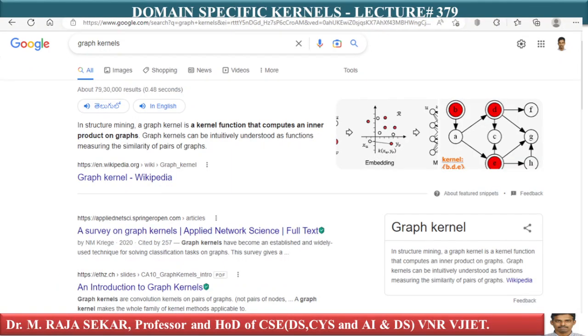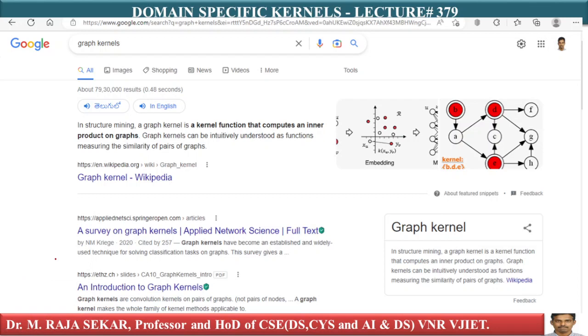If I say graph kernels, you know what a graph is? Basically G is (V, E), an ordered pair of a set of vertices and a set of edges. These are the vertices. You can have edges. You may have a directed graph. I need not define what a graph is here. Just understand that there are kernels like graph kernels. A graph kernel is a kernel function that computes an inner product on graphs, isn't it? There are so many domain specific kernels.